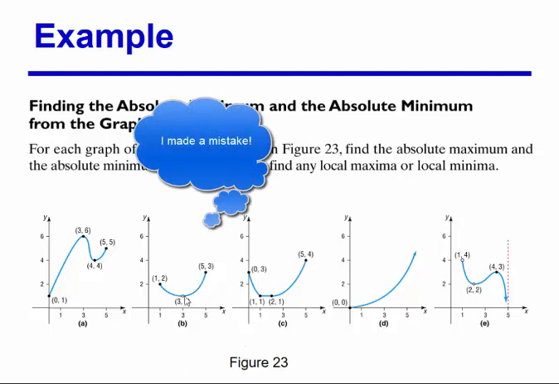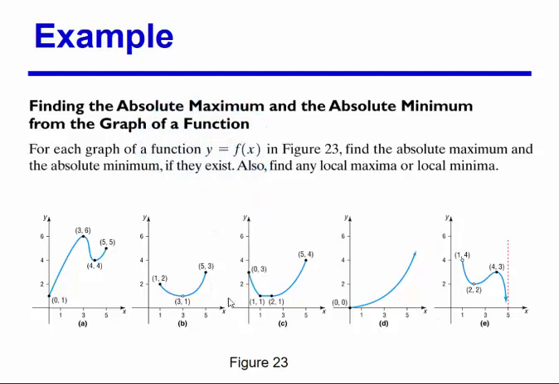Actually, I'm going to go back to B. I didn't notice this one. So this one, (3, 1) wouldn't be the local min. It would be (1, 2), and then (5, 3) would be the local max. Sorry about that.